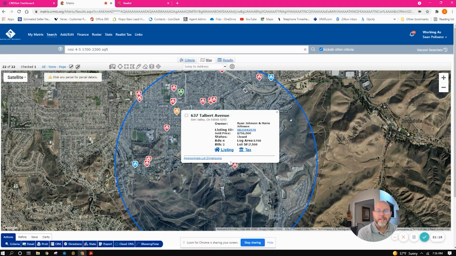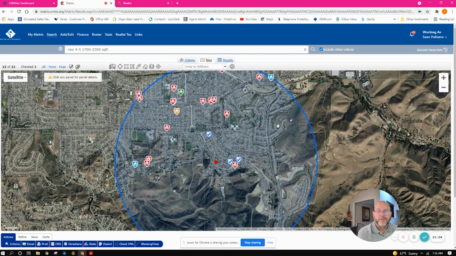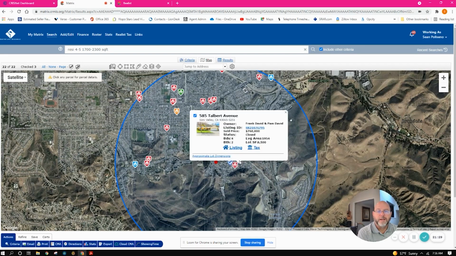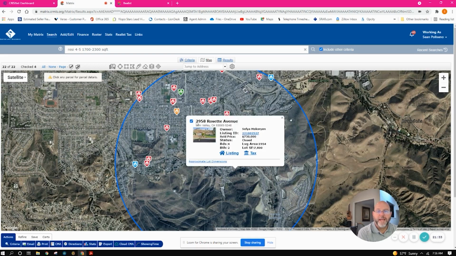Remember, and then we're going to click this, and we're going to check these off, because these are the ones that are closest. There's one on Talbot. There's one on Talbot. There's one on Talbot. There's 2 on Talbot. There's one on Rosette.